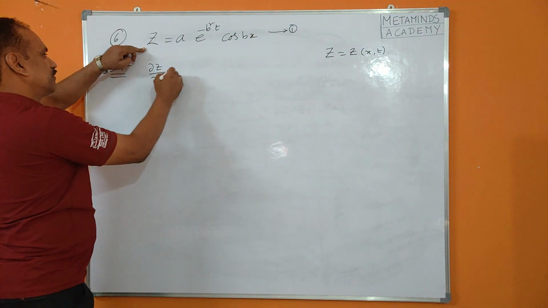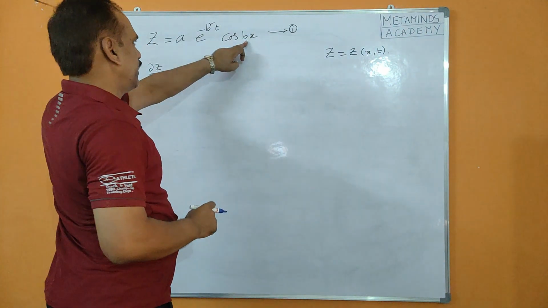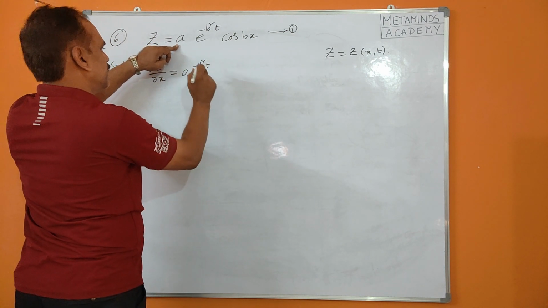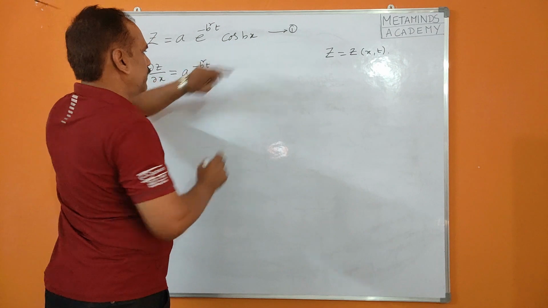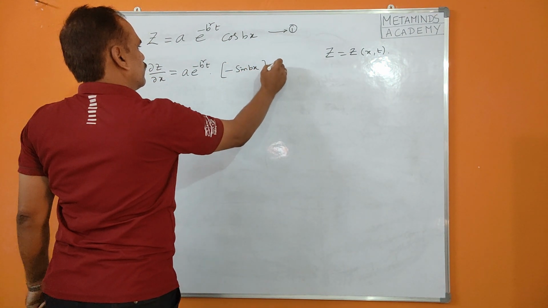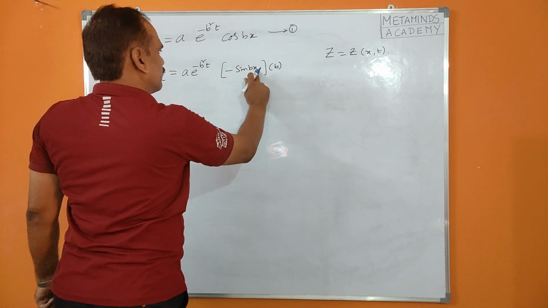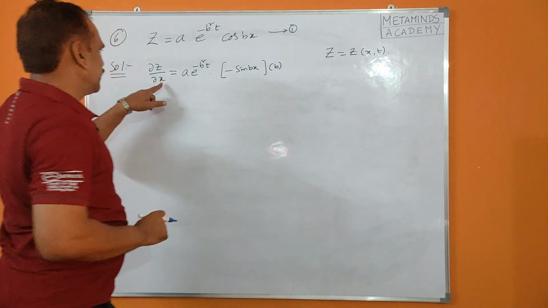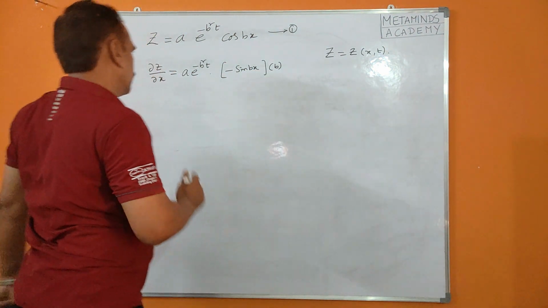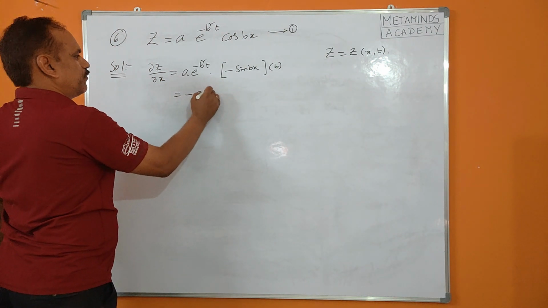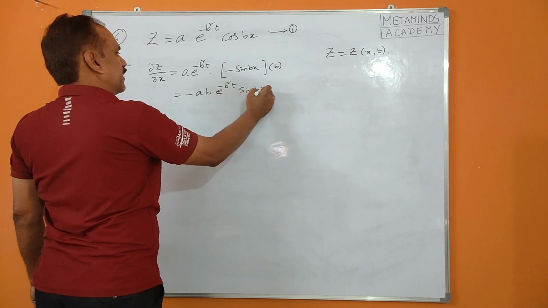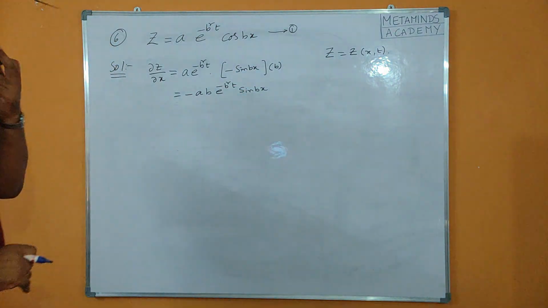Dou z by dou x. We are differentiating with respect to x, so keep a into e power minus b square t as constant. Derivative of cos bx is minus sin bx into the inner derivative of bx, which is b, because we are differentiating with respect to x. So this is minus ab e power minus b square t sin bx. This is a typical problem.